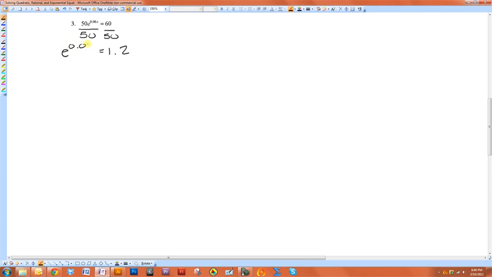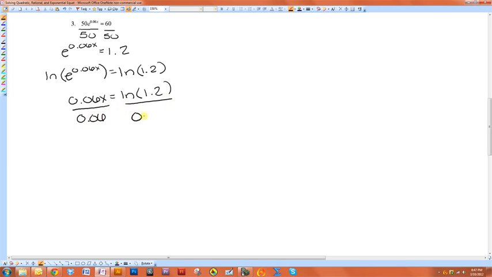So e to the 0.06x. Okay, and so now what I want to do is pull this out of here and get rid of this e, and I'm going to do that by taking the natural log of each side. The reason this works is the natural log is the inverse of the exponential function. So I get 0.06x is equal to the natural log of 1.2. Now I want the x to be by itself, so I just need to divide by 0.06. So x is equal to the natural log of 1.2 divided by 0.06.